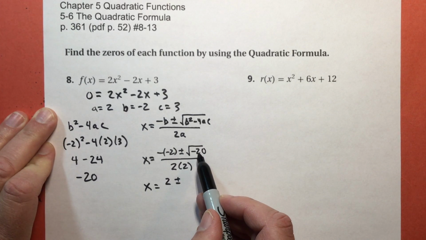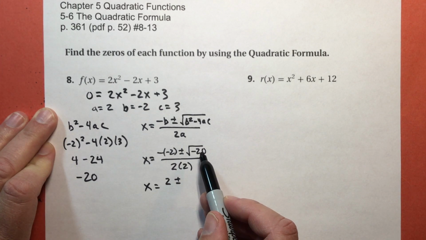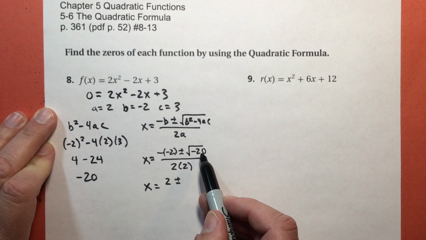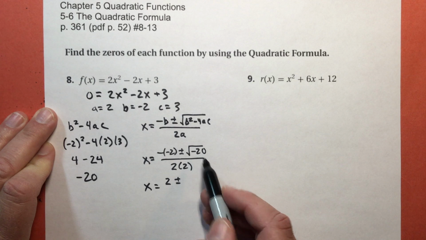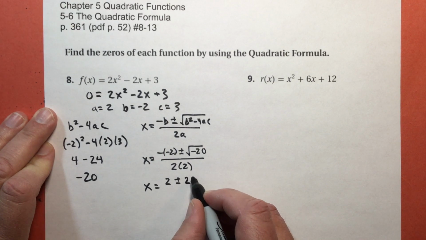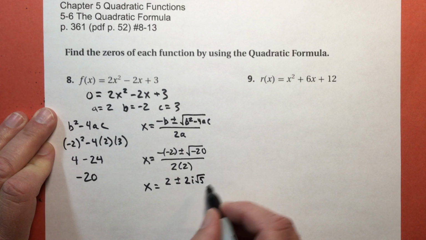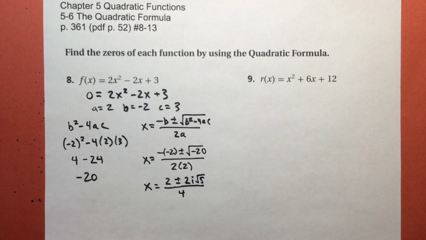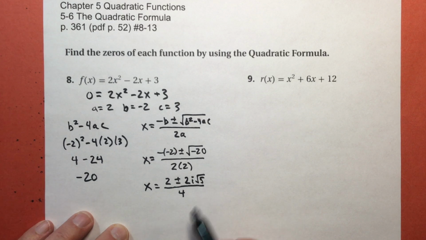Now, the square root of negative 20 is the square root of negative 1, which is i, times the square root of 4, which is 2, times the square root of 5. So I get 2i times the square root of 5. And 2 times 2 equals 4. Now I've got a 2, a 2, and a 2, so I can factor out a 2 from all of this.